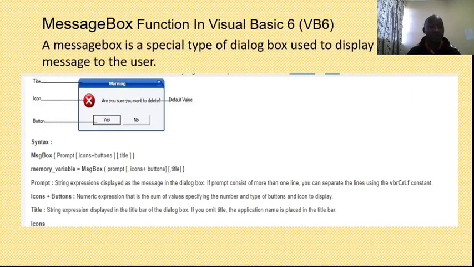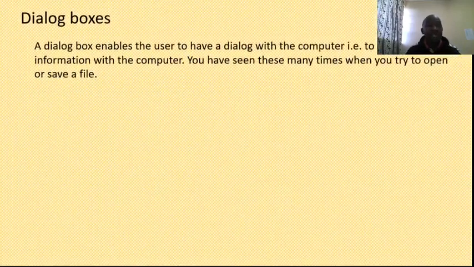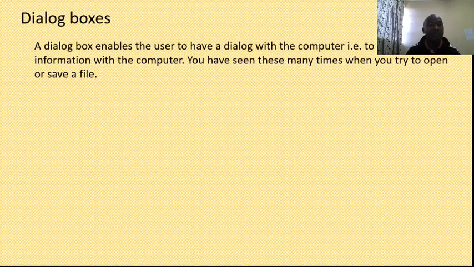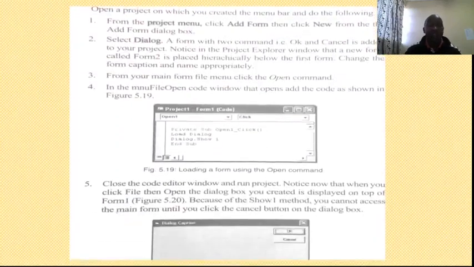Therefore, these are some of the parts explained here. We have the title, icon, buttons, etc. Then we have dialog boxes. A dialog box enables the user to have a dialogue with the computer, that is, to exchange information with the computer. You have seen this many times when you try to open or save a file. Therefore, we have a dialog box here, this one here, with OK and Cancel.